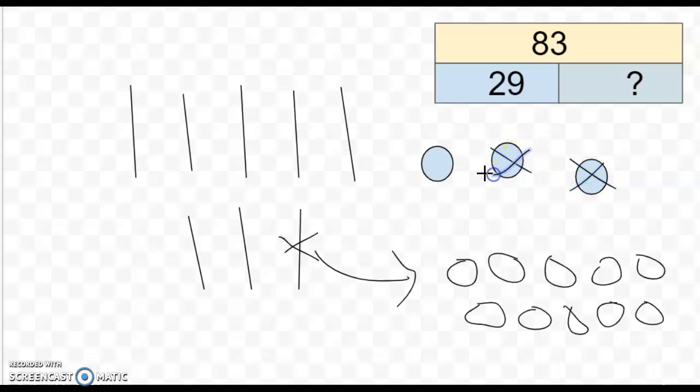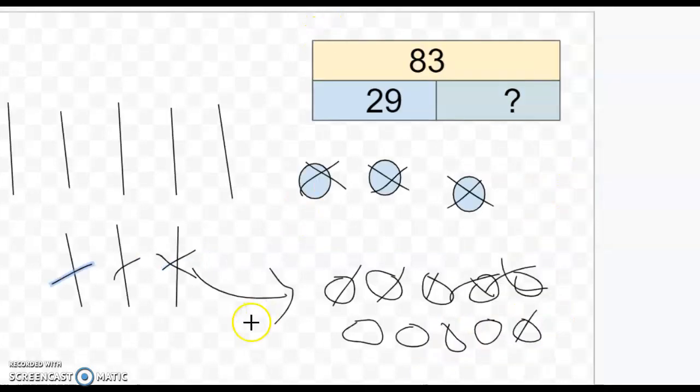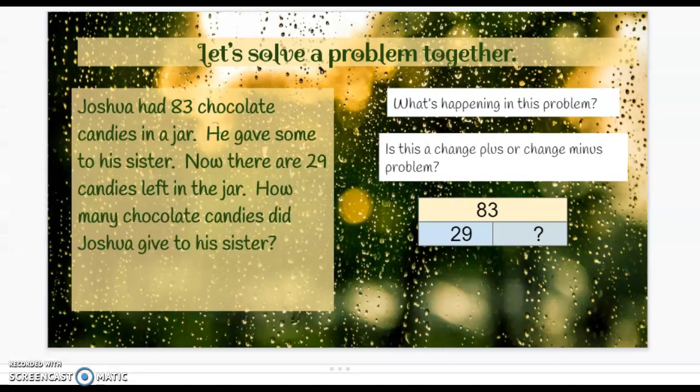1, 2, 3, 4, 5, 6, 7, 8, 9. And now I need to take away 2 10s. How many are left? 5 10s and 4 1s. The answer is 54. So how many chocolates did Joshua give to his sister? 54. That was the missing partner.